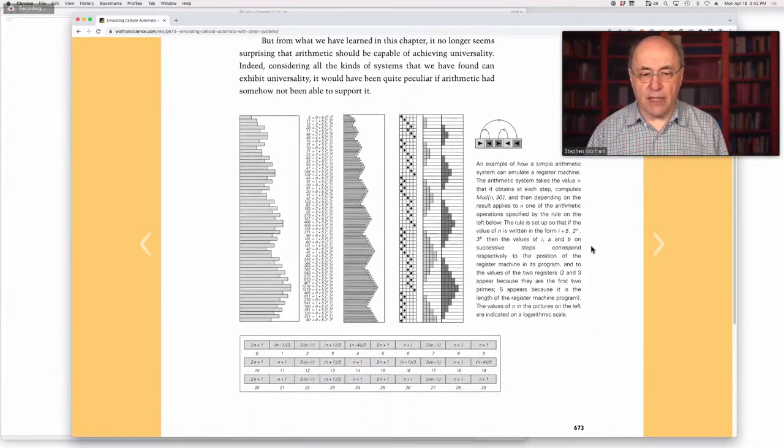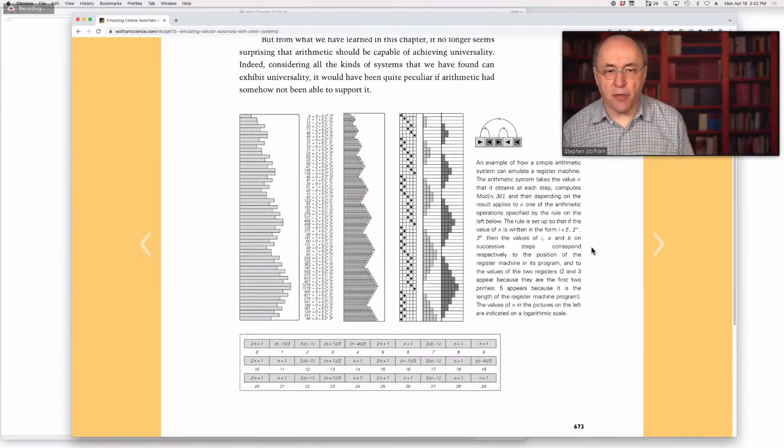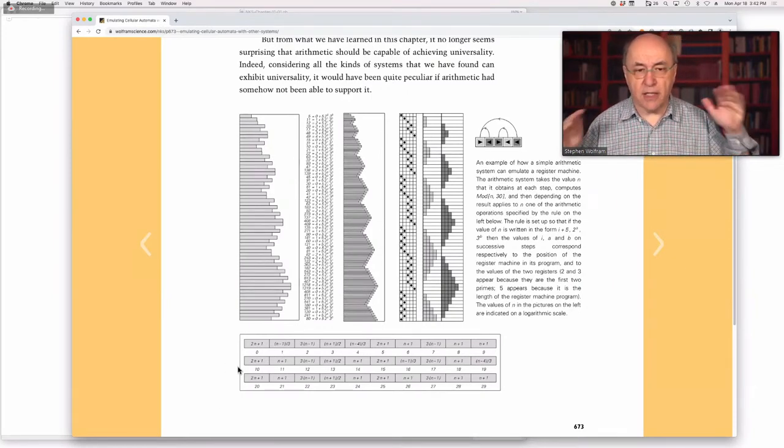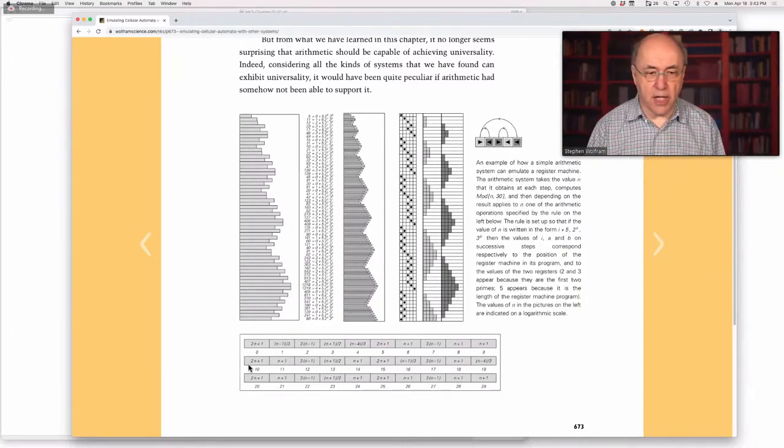This is an arithmetic system, kind of a generalization of the 3n plus 1 problem, where I think this is a mod 30 system, where you just take a number, mod 30, and you're saying if the number is 12 mod 30, then replace it with 3n minus 1. If it's 18 mod 30, replace it by n plus 1. You've got all these different cases. And then it's a pure arithmetic system. That arithmetic system is being used here to emulate a register machine.